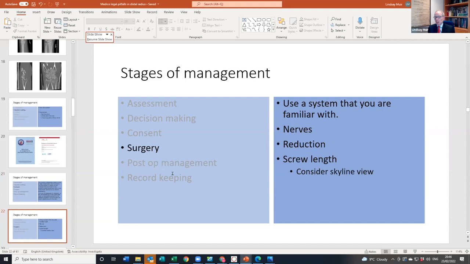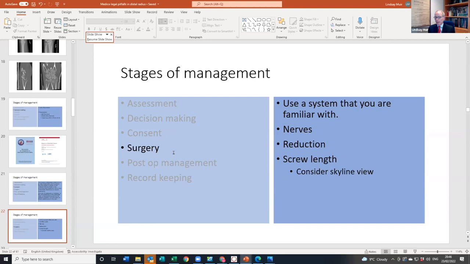Surgery is the next step. So you decided you're going to operate. So use a system, if you can, that you're familiar with, where you know the trajectory of the screws, you know how it all fits together, you know that there are sharp screws or blunt screws or whatever. Watch out for the nerves. Try to reduce the fracture and try to use appropriate screw lengths. And so let's look at some of those.